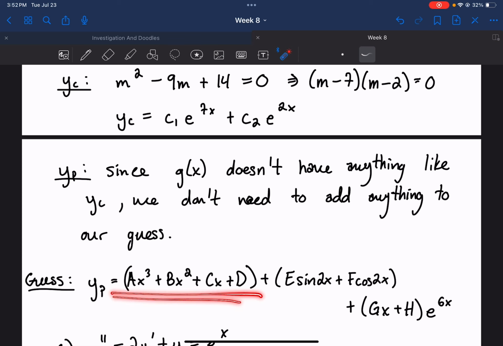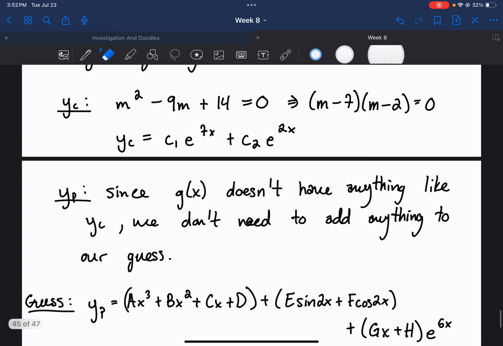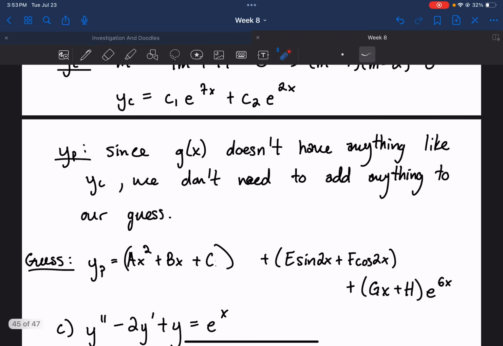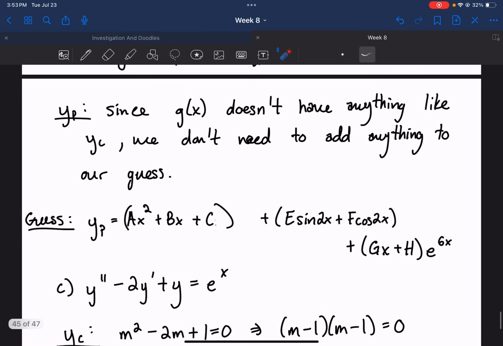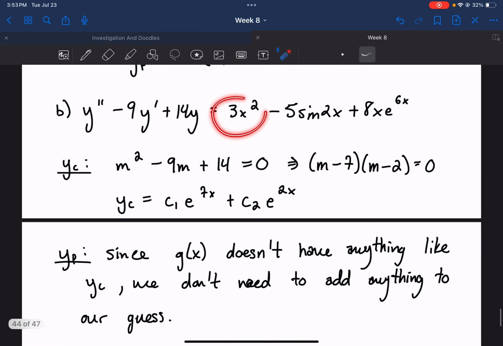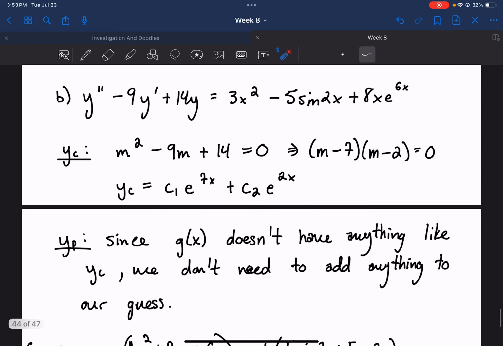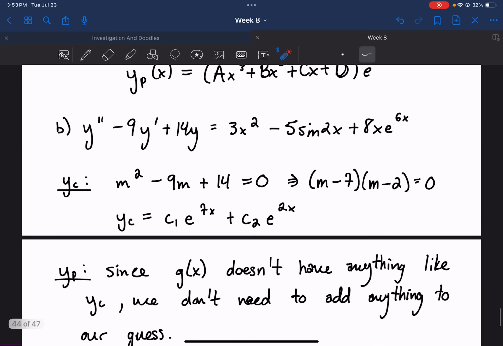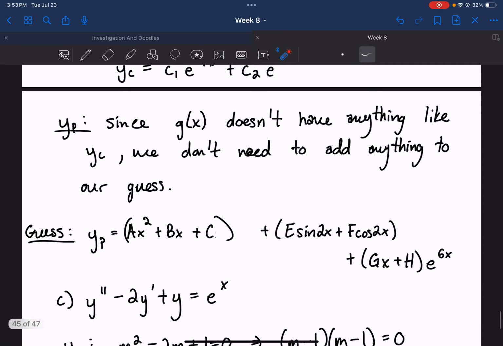Anyway, let's fix that. Boy, real embarrassing today. A lot of little slip-ups in the notes. Okay, fair enough. Since g of x doesn't have anything that looks like that, we're just going to pick a quadratic polynomial. Then we're going to pick sines and cosines with 2x, right? And then we're going to pick a linear polynomial times e to the 6x. That's it.